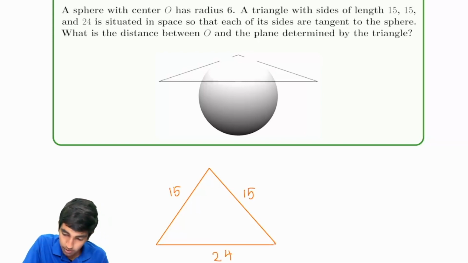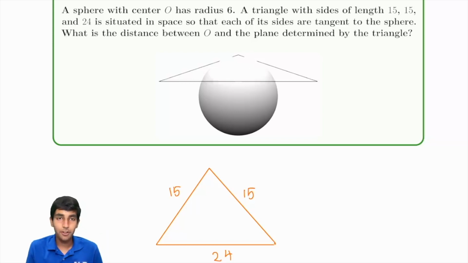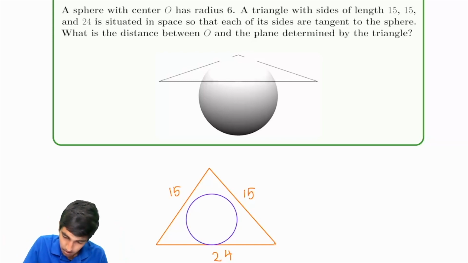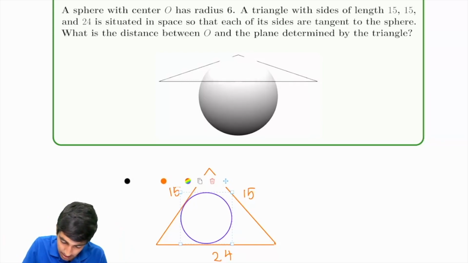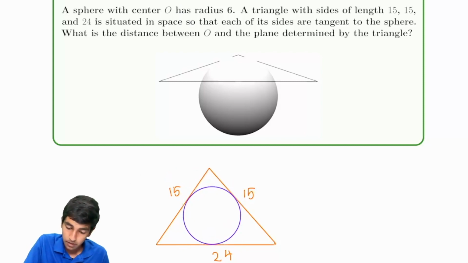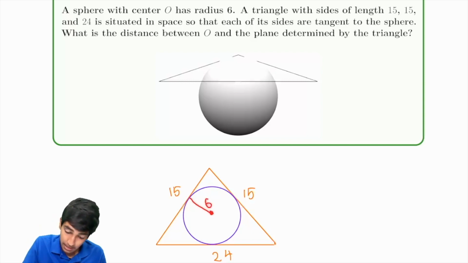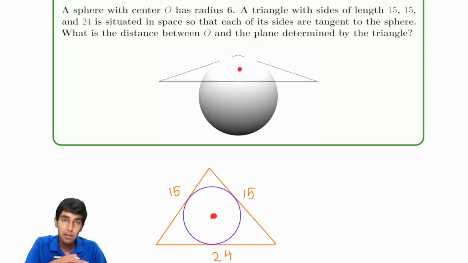This is our triangle, and what is this at the center of the triangle? Well, it's of course going to be a circle. So we have a circle here. Is this going to have the same radius as the sphere's radius? No. This would have a radius of 6 if the center of the sphere lied in the same plane. So if this point in the same plane as the triangle was the center of the sphere, then yes, this would have a radius of 6.